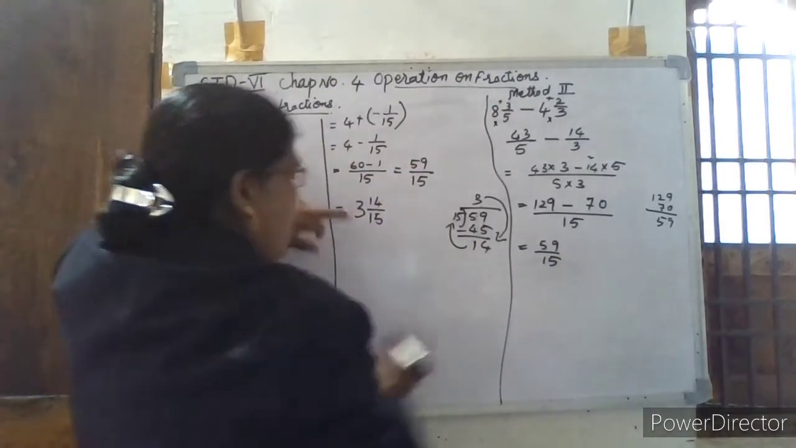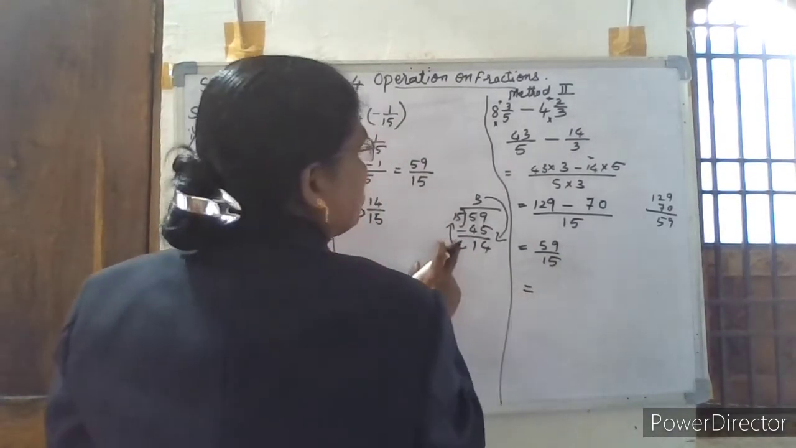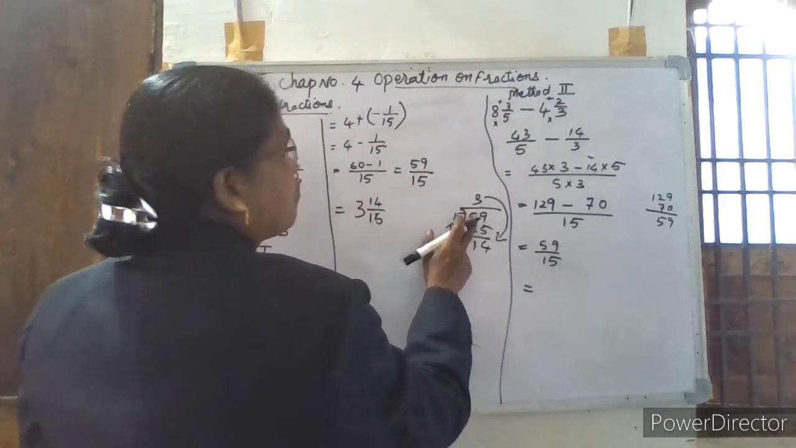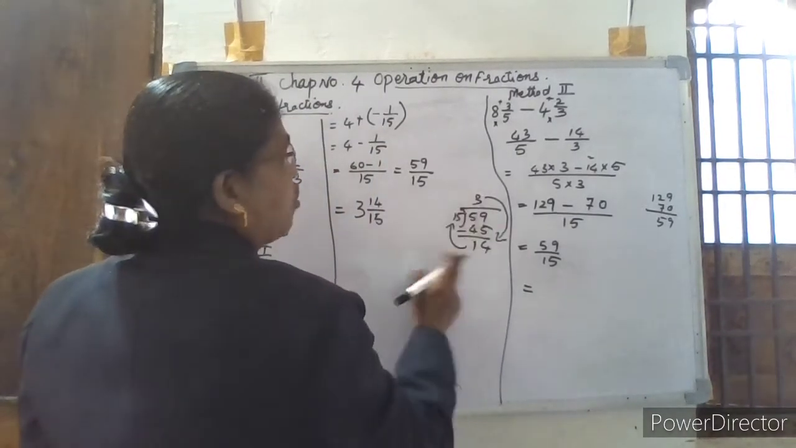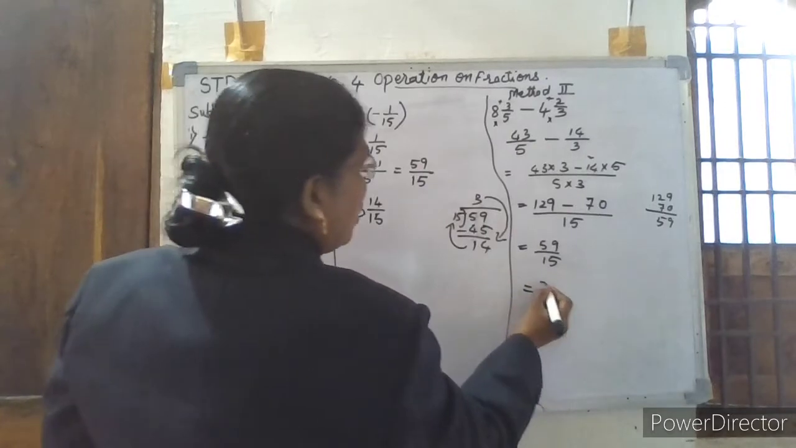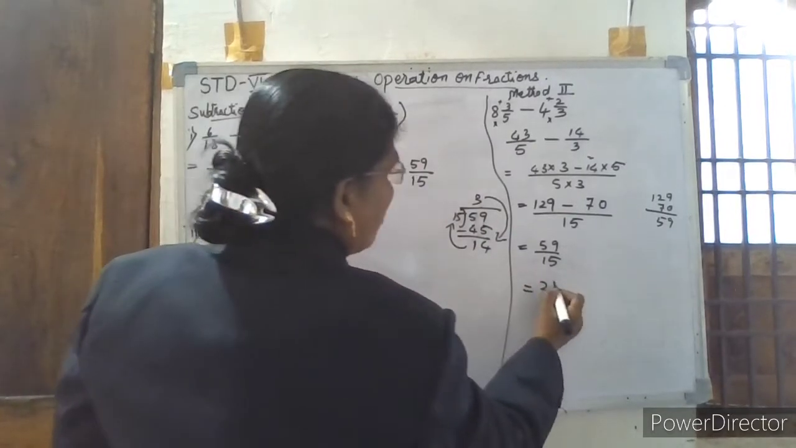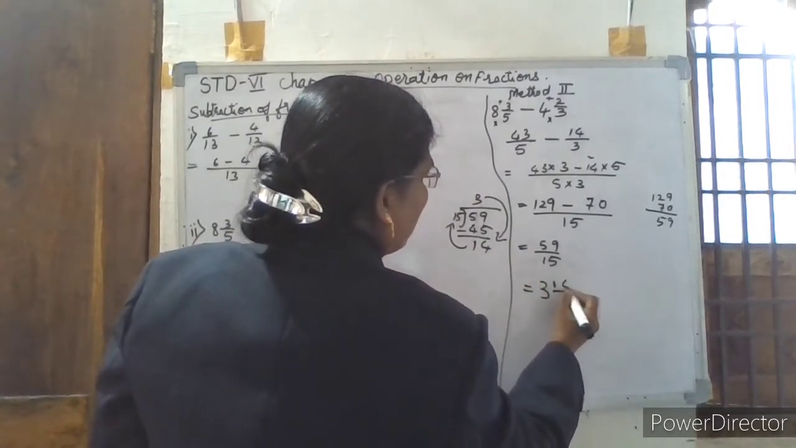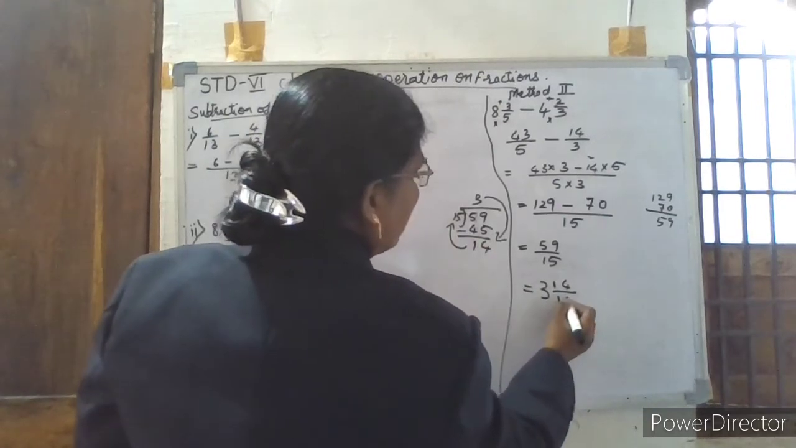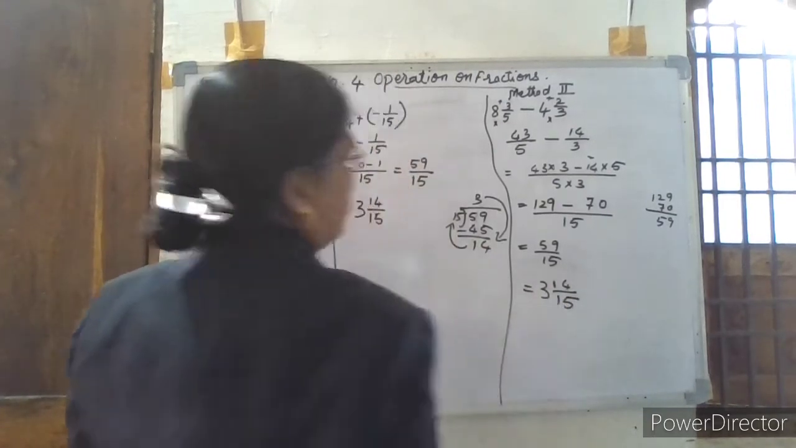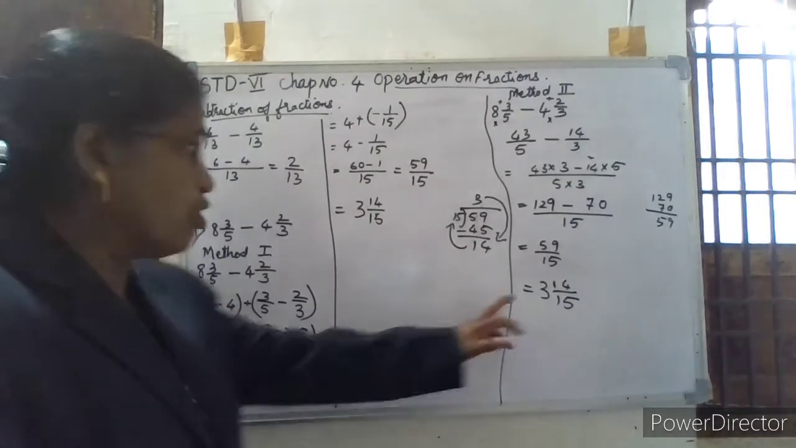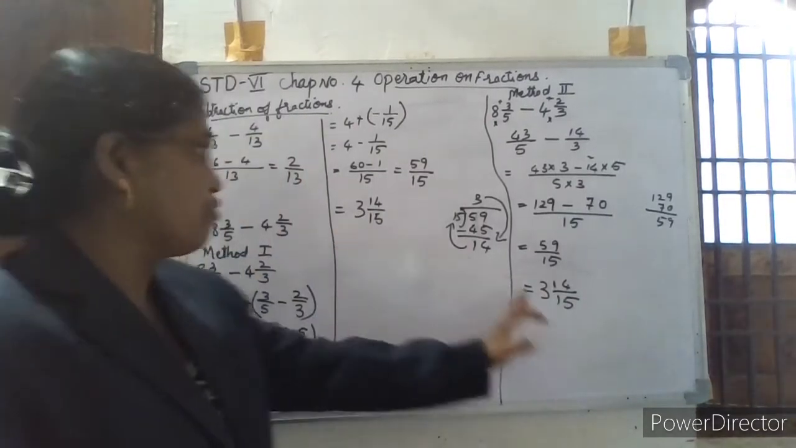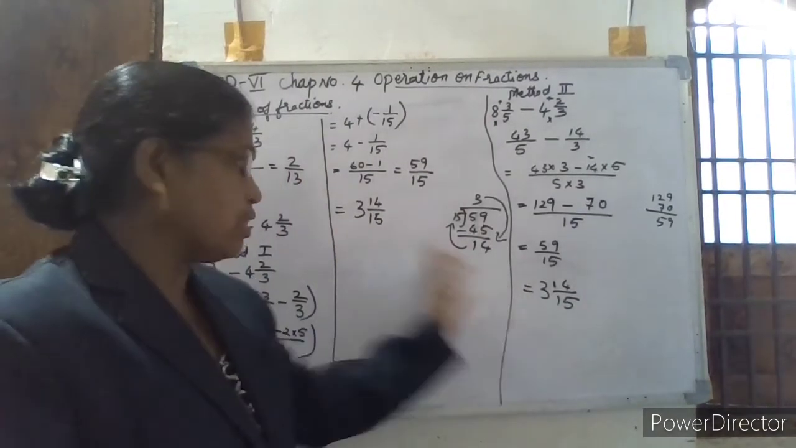Now convert this into mixed fraction in the same manner. 59 divided by 15, we had got this. So 3 is the whole number, 14, put a line, 14 is the remainder, and then 15 is the denominator as it is. So 14 by 15 is the answer we have got for both the methods.